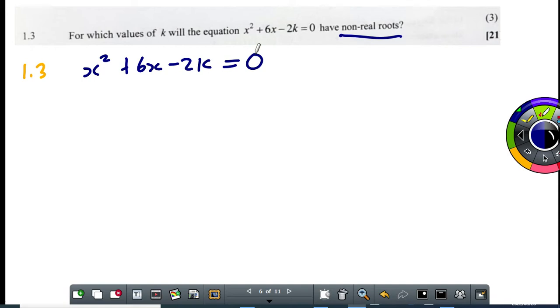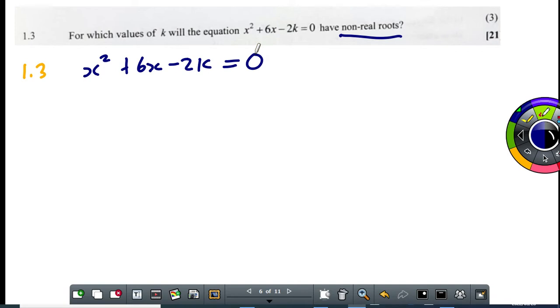Okay. All right. So, can we carry on, please? All right. So we've got our equation there. We need to determine k. K is, in actual fact, a real number. But we just want to know what are the values of k such that that equation will have non-real roots.